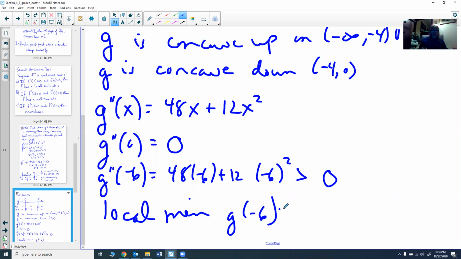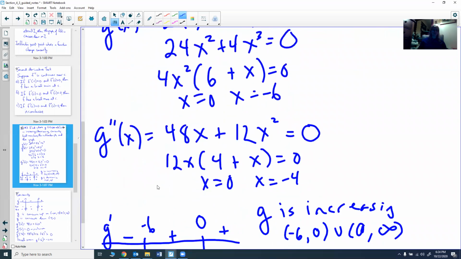And g of negative 6 turns out to be, and again, this is g. We want to find out what g of negative 6 is. We want to find out what that is, and this is why it's important, is negative 232. The problem is I don't know what g of 0 is because this was inconclusive. So I have a problem here. This is one of the problems I don't like about the second derivative test, but I can use the first derivative test because I already have it.